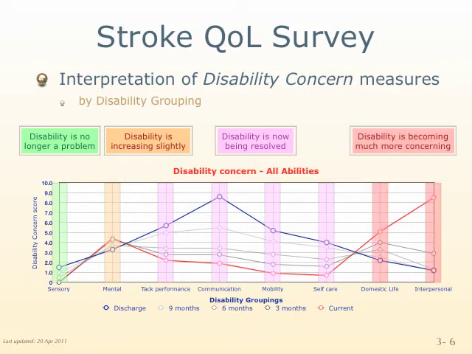Fourth, it shows that the survivor's concern about domestic life and interpersonal abilities, though not initially a major concern, is rapidly becoming of concern and requires considerable attention from appropriate therapists or medical professionals.